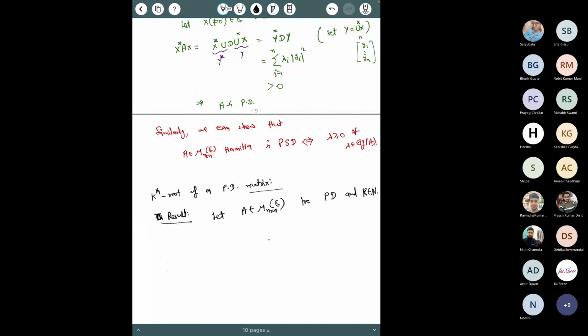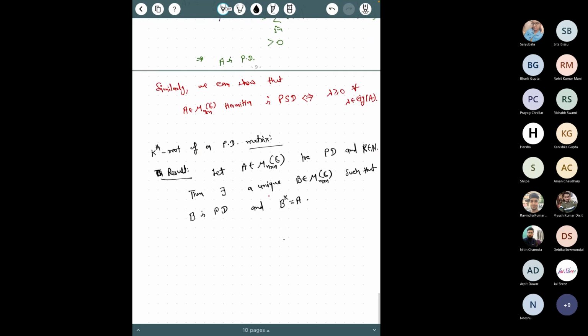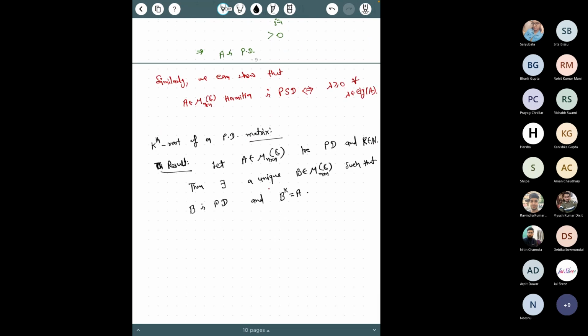Then this A has a kth root, or you can say that there exists a unique matrix, let's say B, of the same size over C such that B is also positive definite, and B to the power K is equal to A. If this is the case, then B is called the kth root of A. So if we have a positive definite matrix, then we can find its kth root in this way.